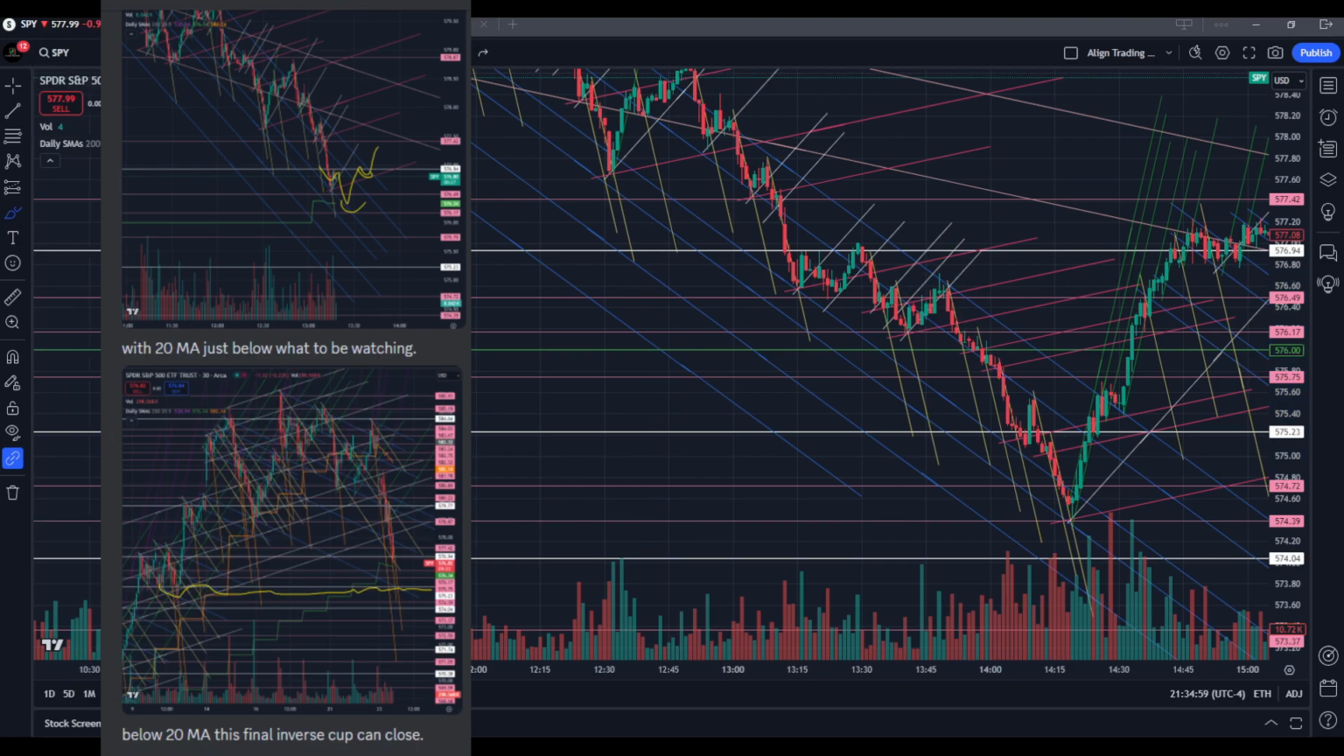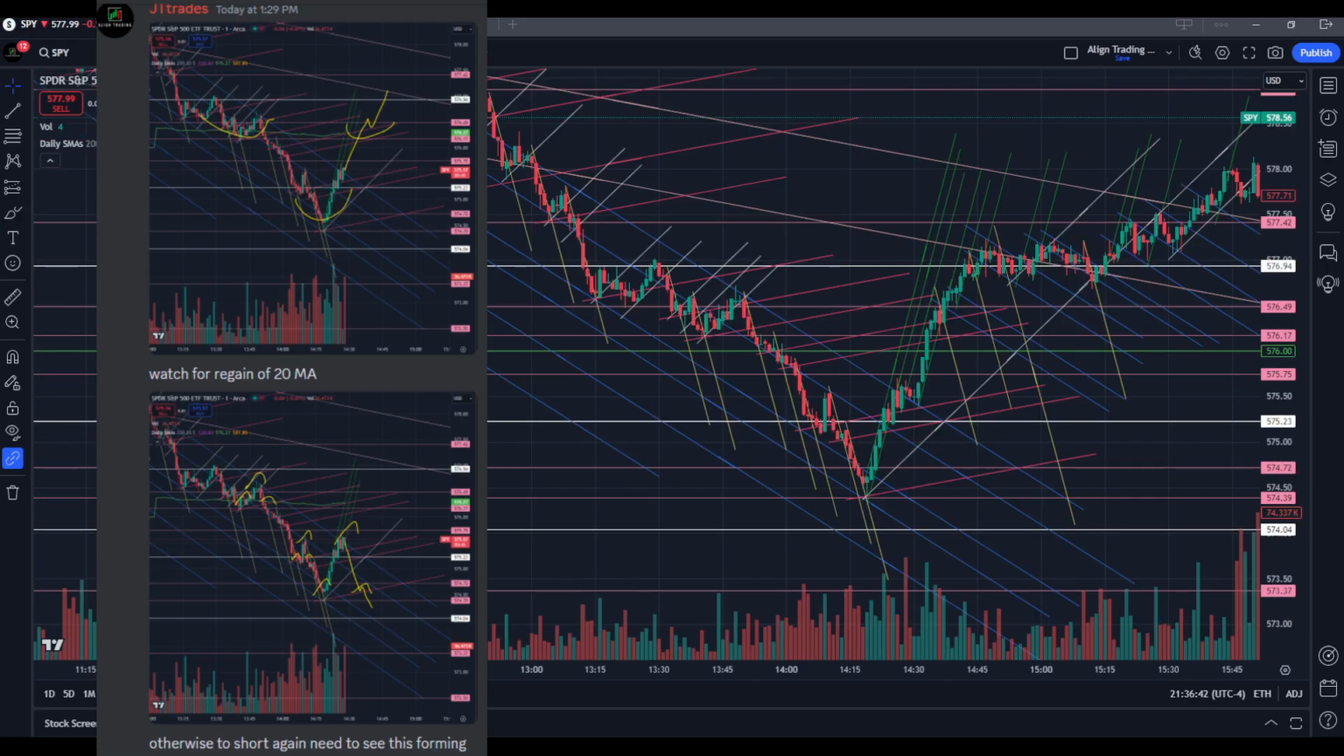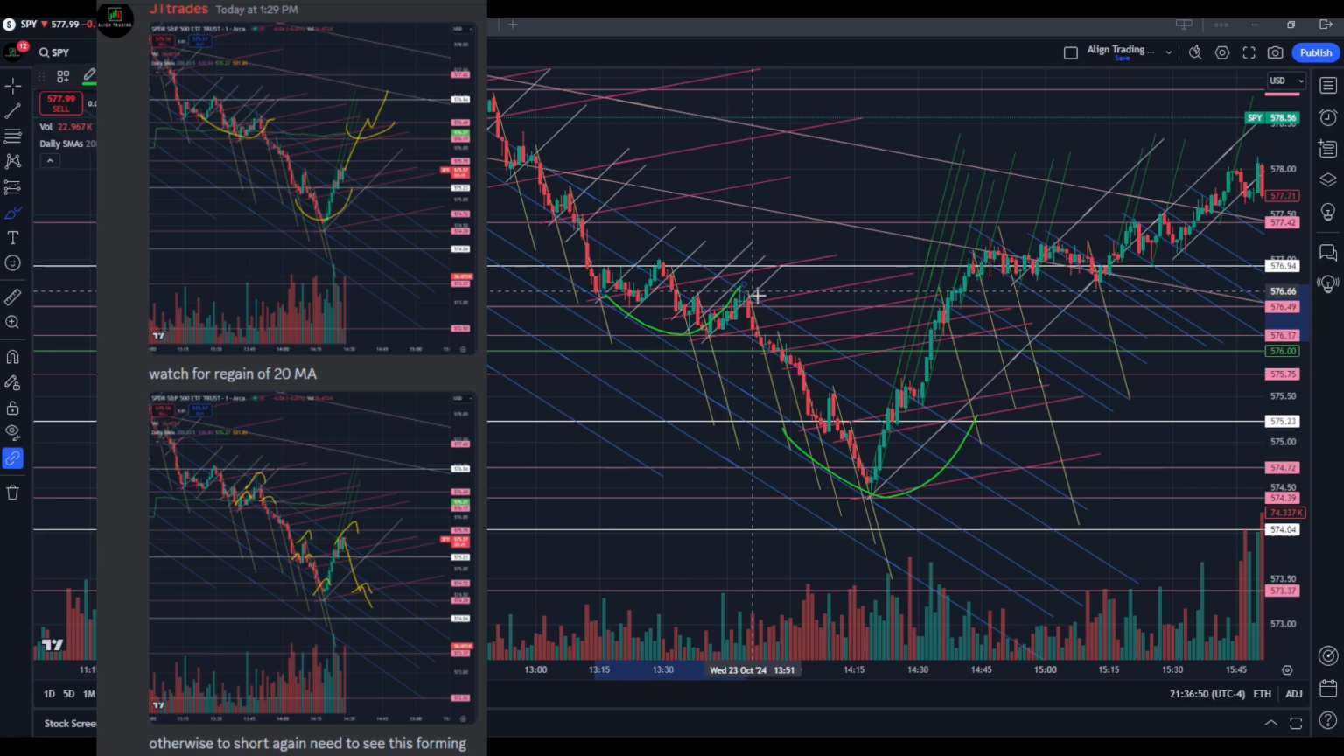Now, as I also am explaining, if we break below this 20-day moving average, what is going to happen? This larger inverse cup will finally form, and you can see how we get that move down just below it, grabbing this liquidity at the bottom here. Now here at the end of the day, I explained that you have to now be paying attention for this move back up to the 20-day moving average.